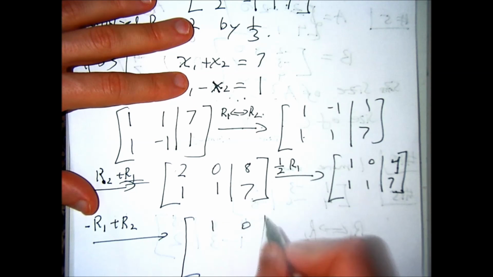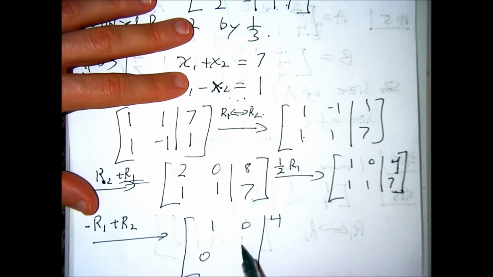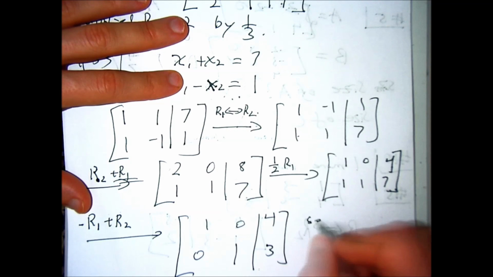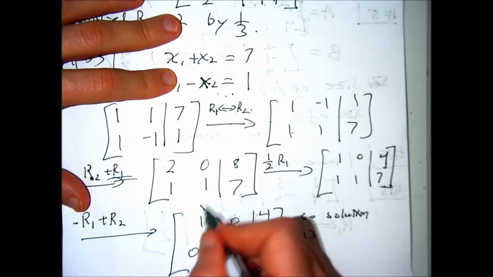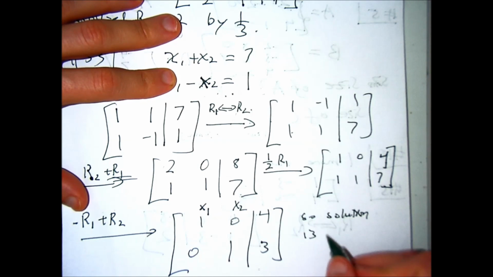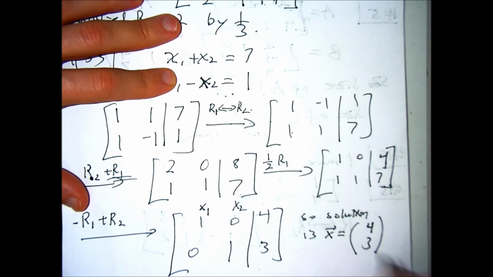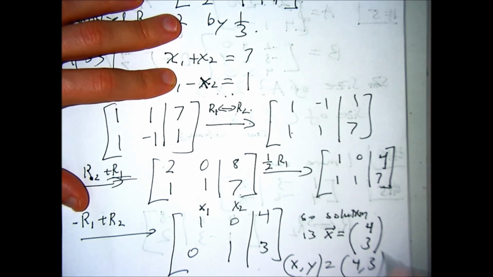And so I have 1, 0, vertical bar 4, and then negative 1 is going to be what this is. Added to 1 is 0. And then this doesn't change because it's just 0 plus that. Negative 4 plus 7 gives me 3. So my solution is x, really we want to call it x1 from now on, equals 4, and x2 equals 3. Or as we used to write it, xy, so 4 comma 3.